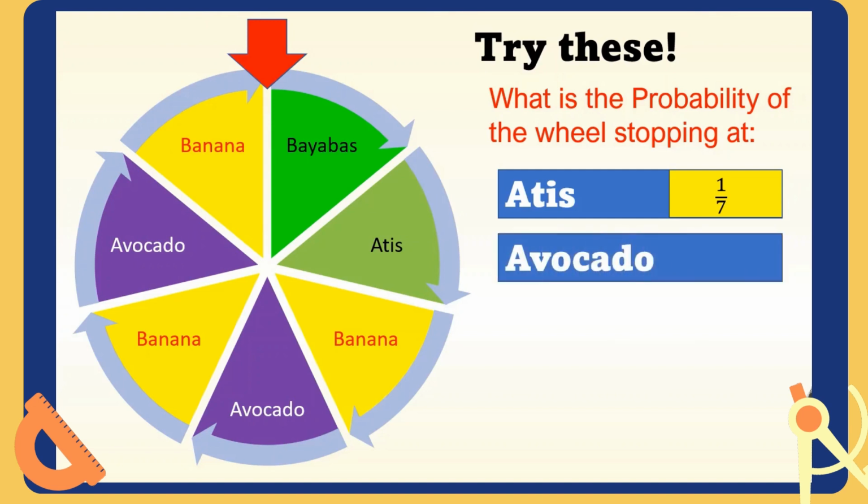Yung avocado naman, ilang beses or ilang tsansa na hihinto ang ating wheel sa avocado? Ito ay 2/7.